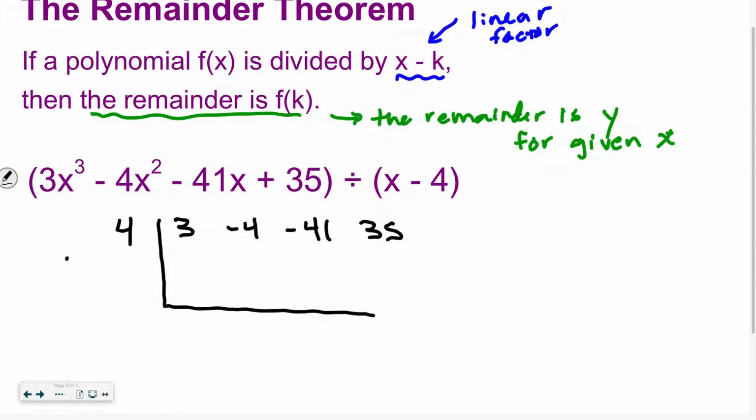Okay, and then remember there's basically 2 things you do in synthetic. Add, multiply. So we always add down first, so we're going to drop our 3. Multiply 3 times 4 is 12. Add down to get 8. Multiply 8 times 4 is 32.